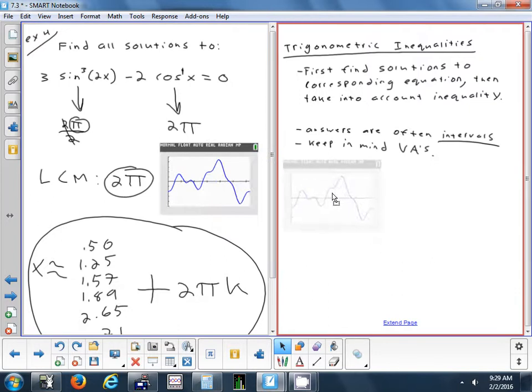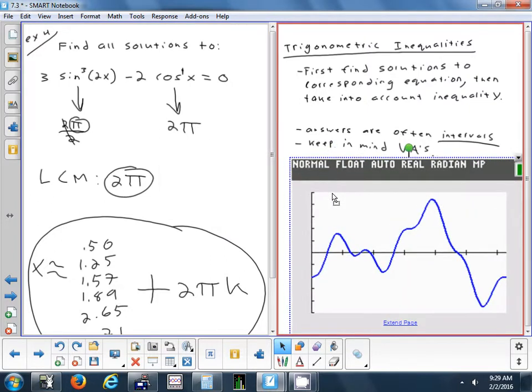Just put a copy over here and make it bigger. Well, I would find all these roots, just like I did. And where is it above 0? I would say between these two. So that's between 0.5 and 1.25. Between these two. And between these two. I just have to write that as 3 separate intervals with the union. Between 1 and 2. Between 3 and 4. And between 5 and 6.